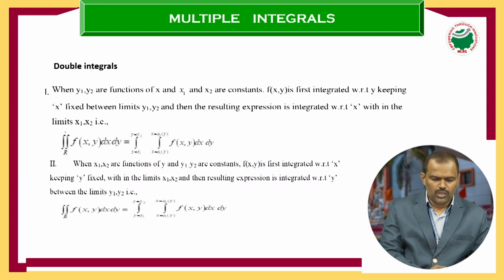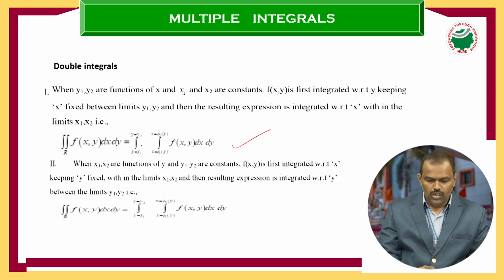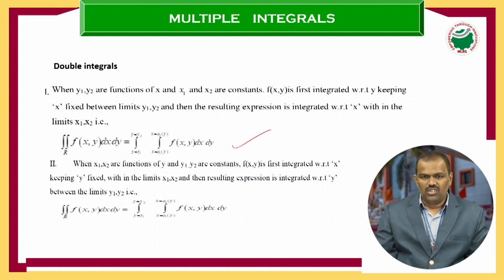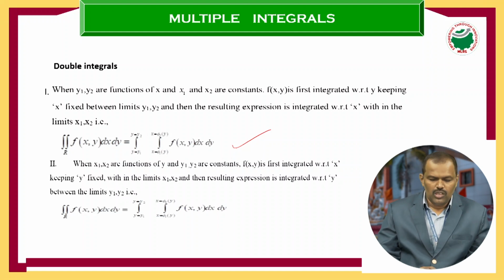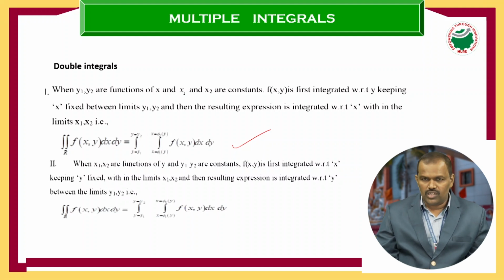So it's very simple. Double integral of f of x comma y dx dy. Here I specified the limits particularly: x is in terms of y and y is constants. So that is the first case. And coming to the second case, when x1 comma x2 are functions of y and y1 comma y2 are constants. So this is quite opposite of that.